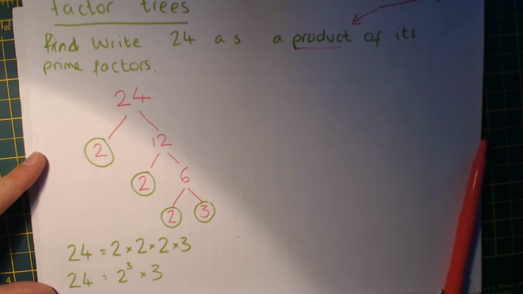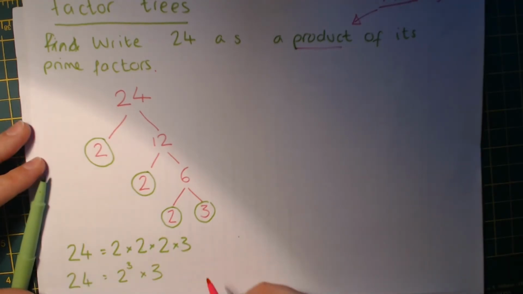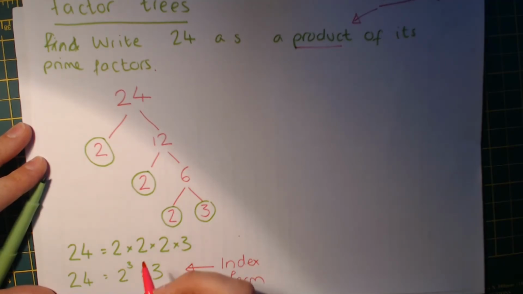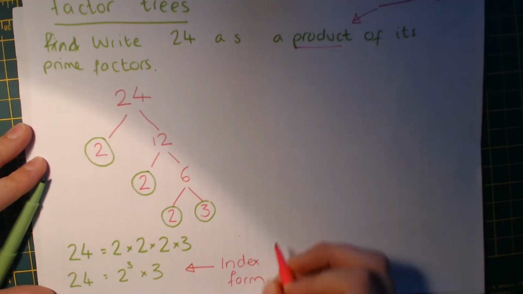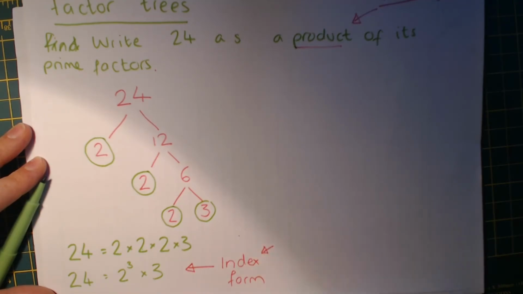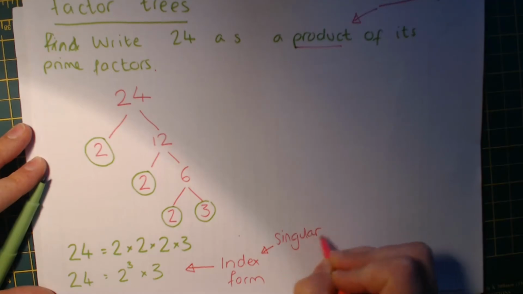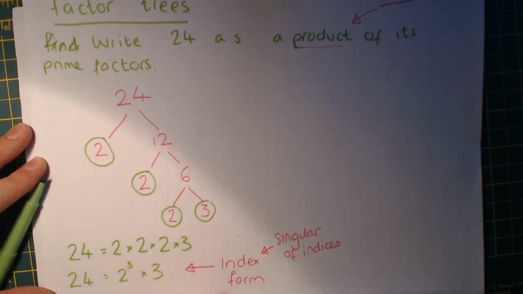It looks a bit neater, doesn't it? And we call this index form. We call it index because, do you know when you do maths and we have indices? Index is the singular of indices, and indices are all little things up in the air. So index is just the singular of indices, and we call this index form.